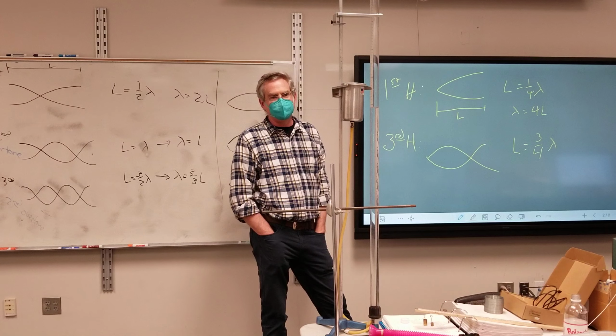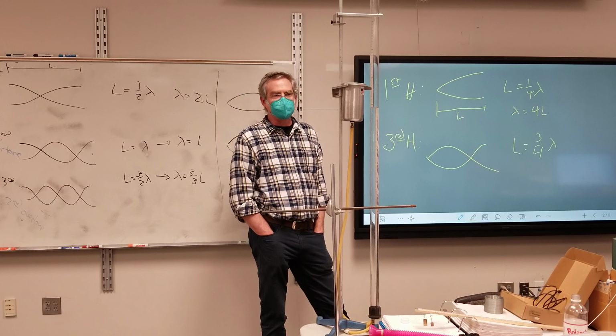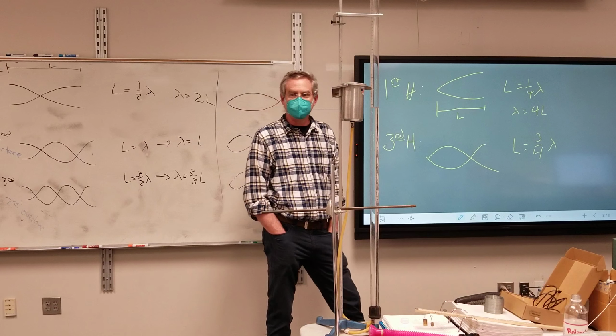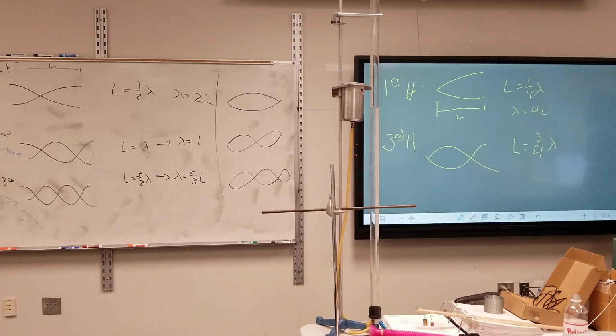Right. Is it because you can't have both sides closed? If both sides are closed, then we no longer have the free end. And so the wavelength is 4/3 of the length.